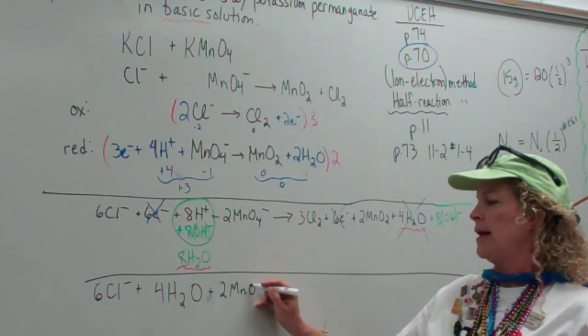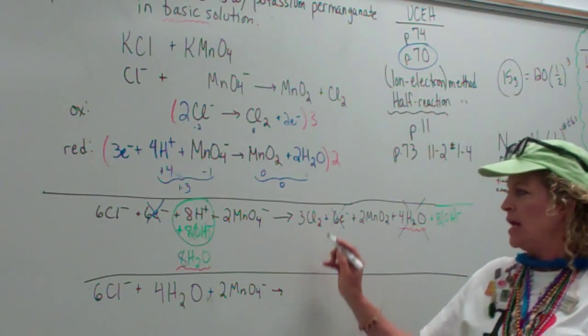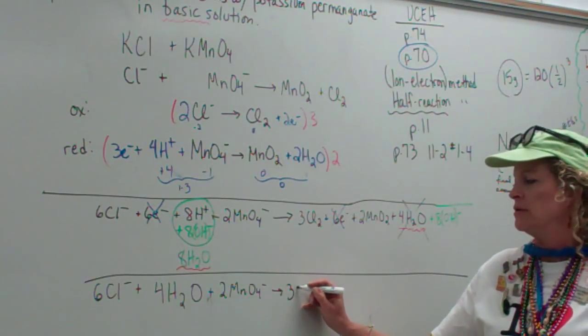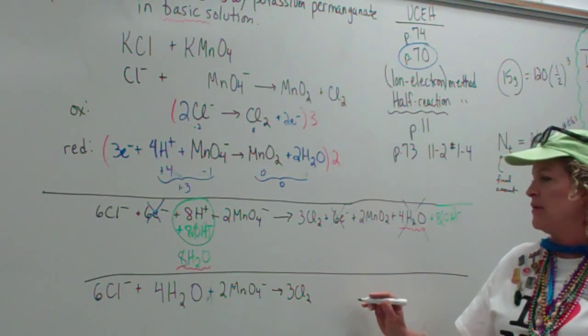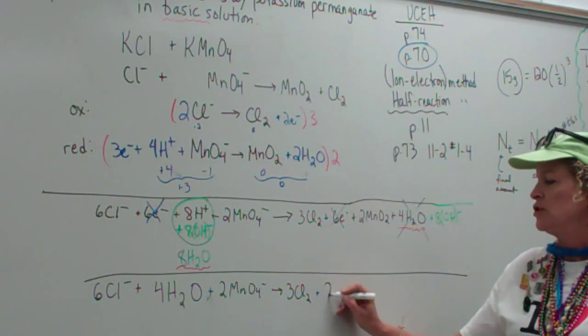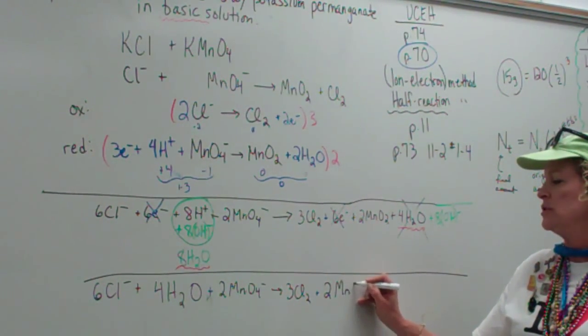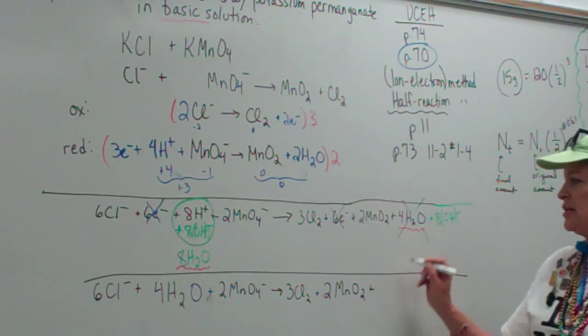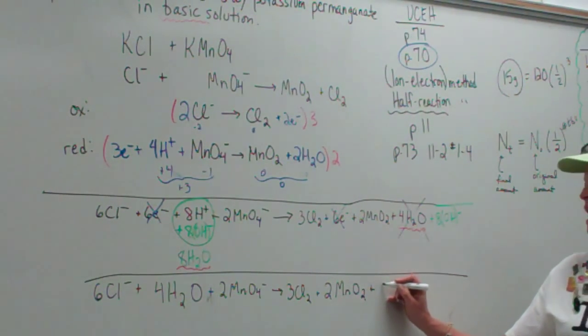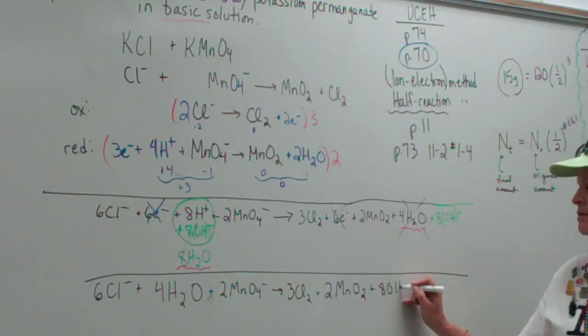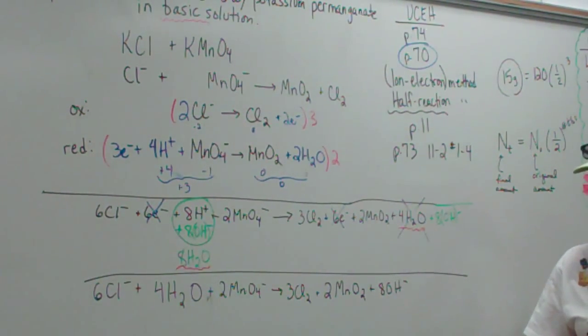I still have my 2 permanganates. That's going to be 3 chlorines. We already crossed out the electrons. Plus 2 MnO2s. Plus, we crossed out those waters, 8 hydroxides. And that is our final answer.